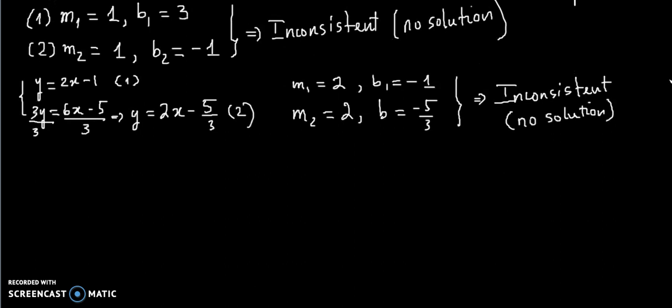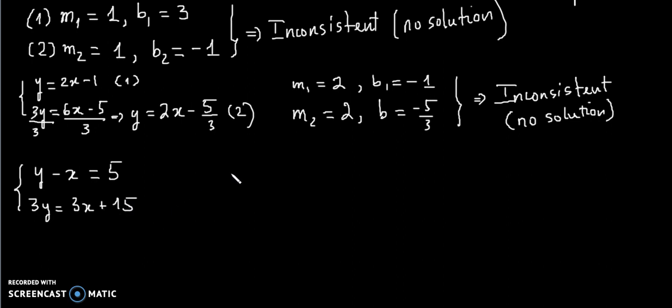So let's find another example. Alright, how about this? Now another example, I have y minus x equal to 5, and 3y equal to 3x plus 15.